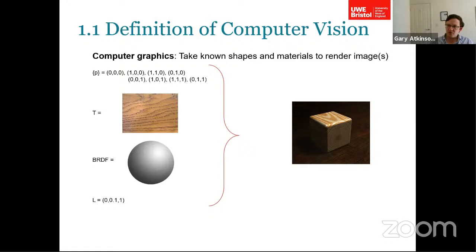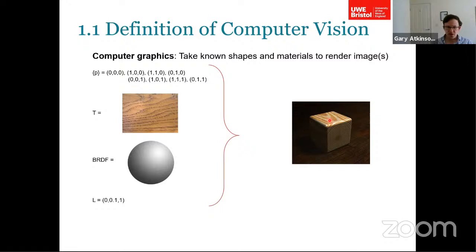So for example, if you wanted to generate this image of a wooden box, you would need to know the shape of the box, like for example, the coordinates of each vertex. You'd need to know the material. In this case, it's a wooden surface, but not just that it's wooden, but the type of wood and everything. You need to know something called the BRDF, which is a bit of a mouthful. It stands for the bidirectional reflectance distribution function, which basically tells us about how the surface reflects light.